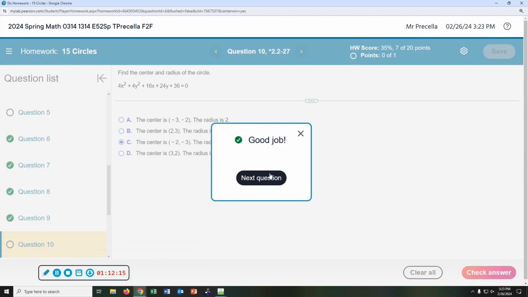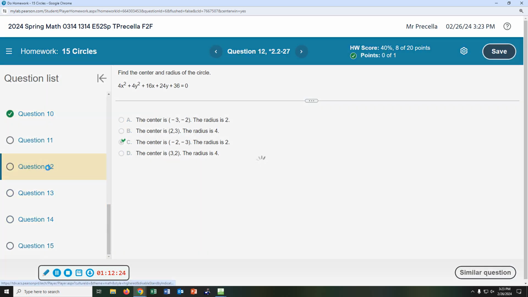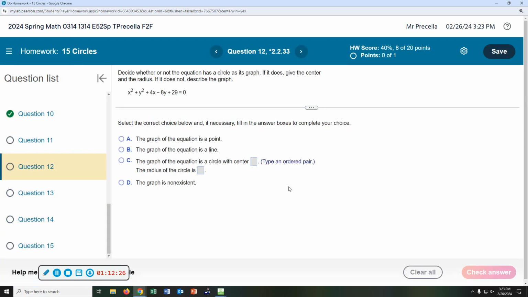Now let's do number 11. Is that the one we're doing? 12. Oh, 12. Okay. We'll do 12, 11, and then 13. Now, look at the instructions. Decide whether or not the equation has a circle as its graph. If it does, give the center and radius. If it doesn't, describe the graph.